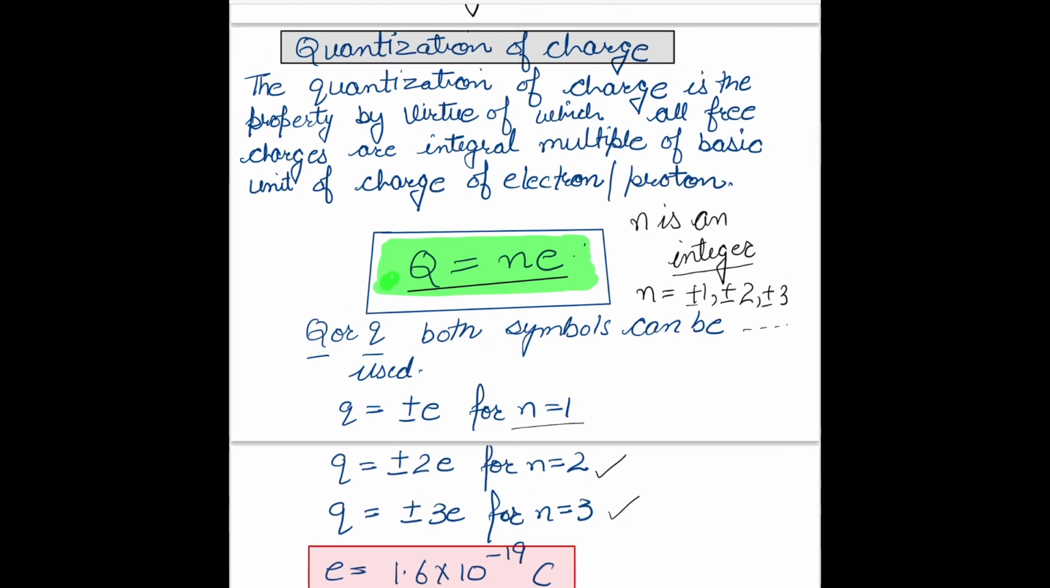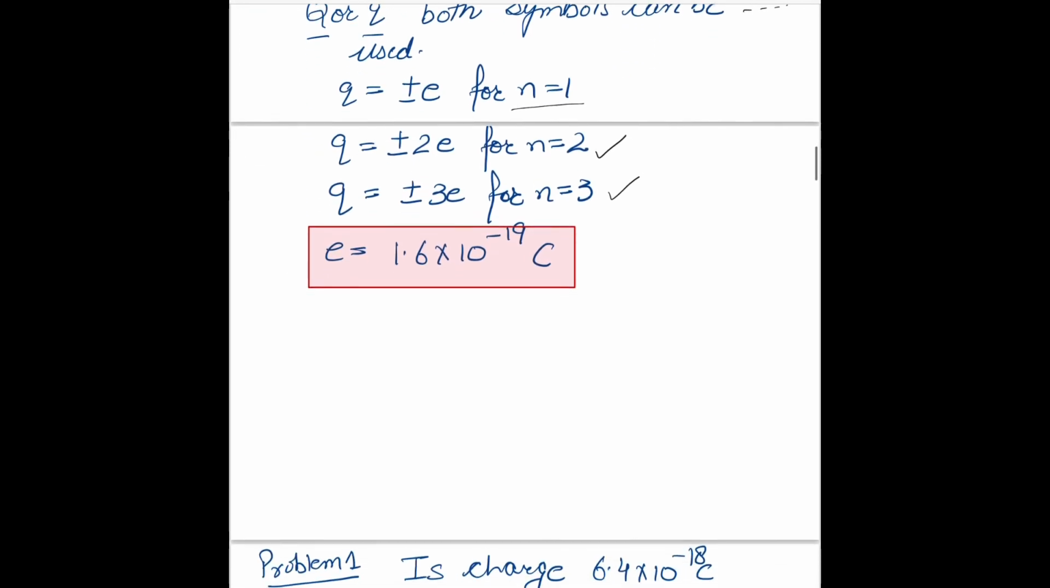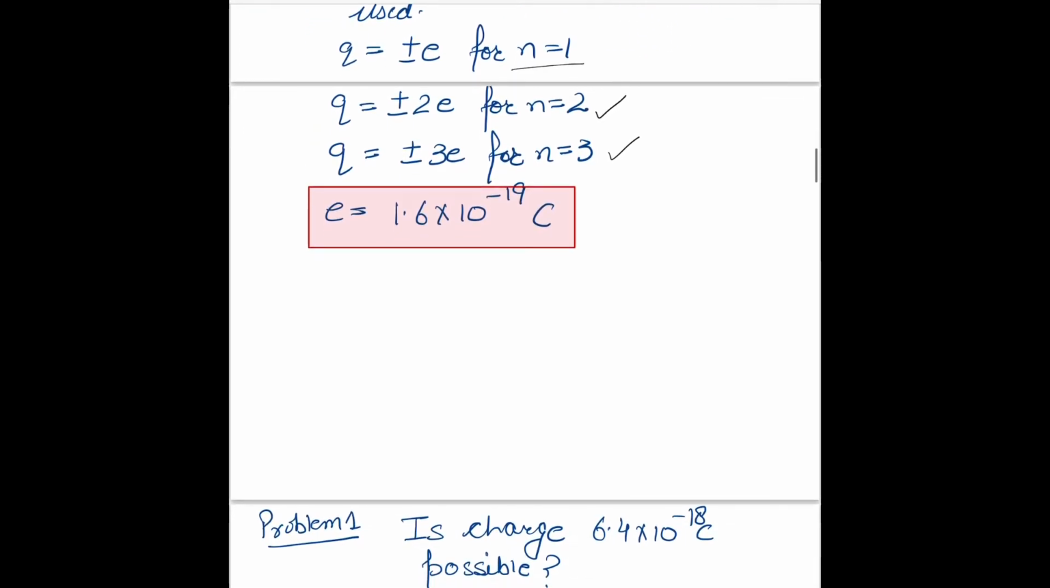So if you now define the quantization of the charge, it is the property by virtue of which all free charges are integral multiples of the basic unit of the charge. The basic unit of the charge is the charge on an electron, and the value for the charge on an electron is 1.6 into 10 raised to the minus 19 coulomb, right?